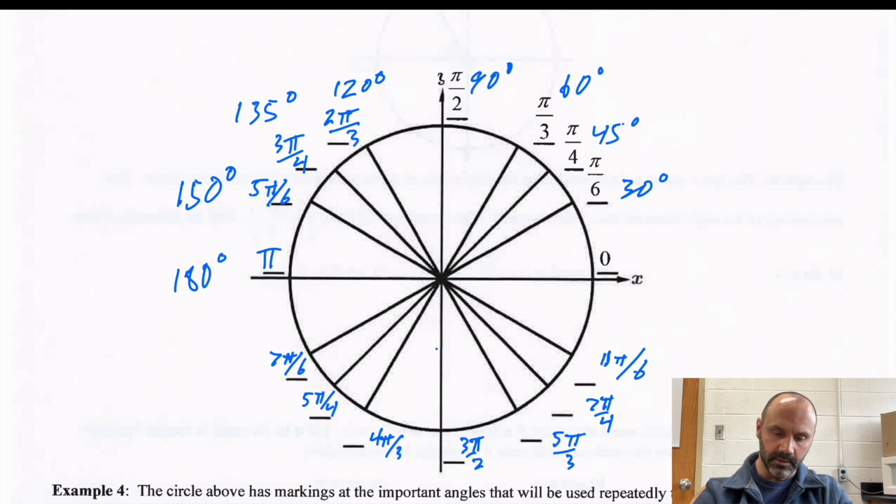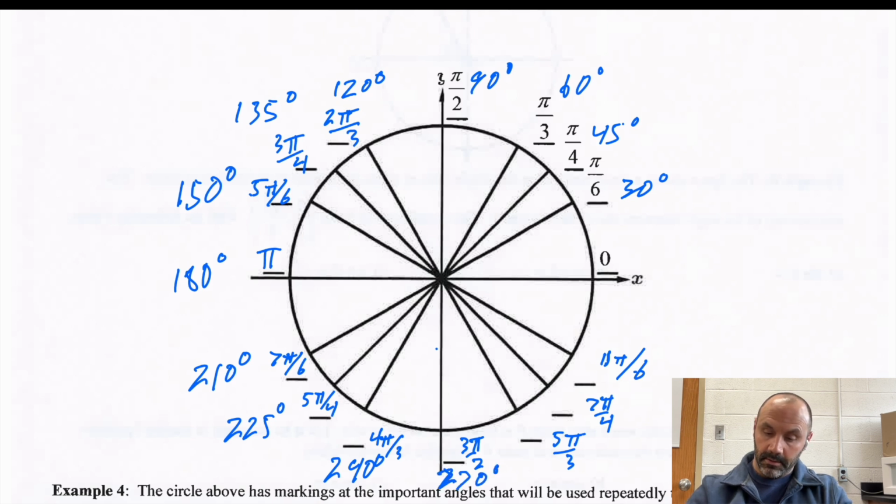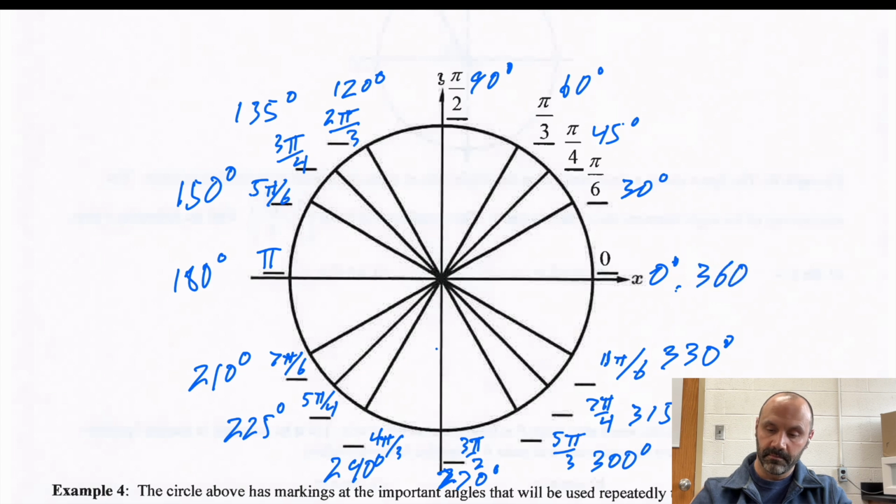Again, you're familiar with that. So 210 degrees, 225 degrees, this is 240 degrees. Again, follow the patterns. 270 degrees, this is 300 degrees, 315 degrees, 330 degrees, and then this is also, besides being 0 degrees, it's also 360 degrees. It's 0, it's also 2 pi radians.